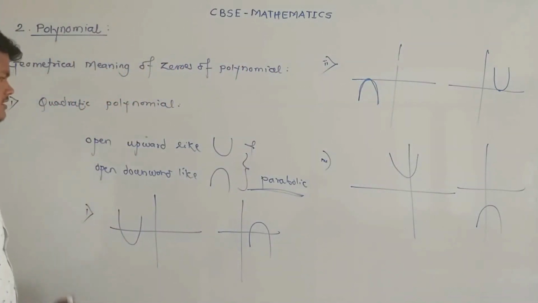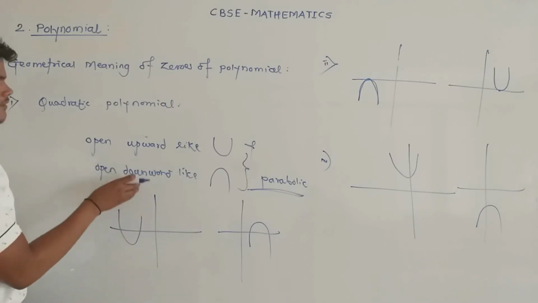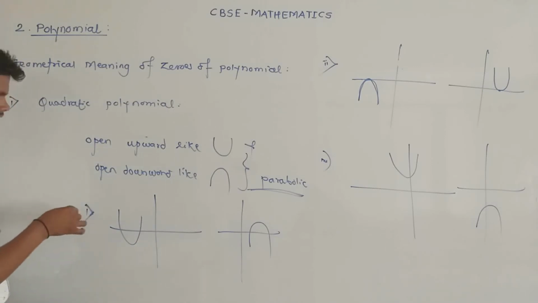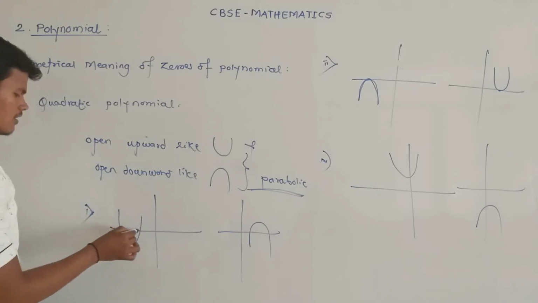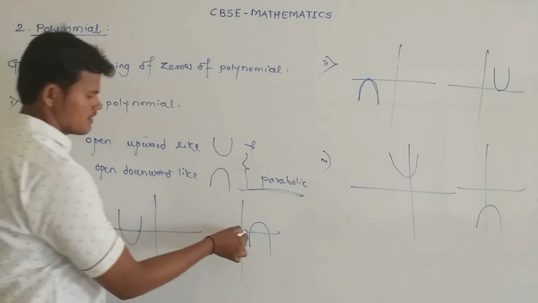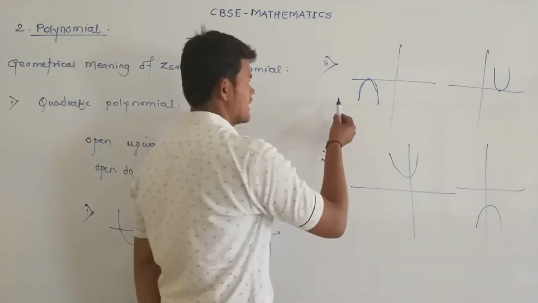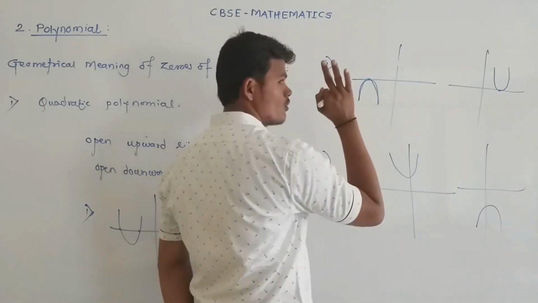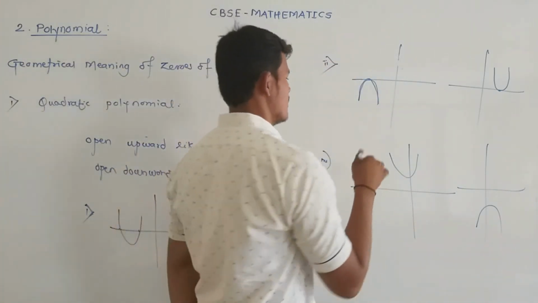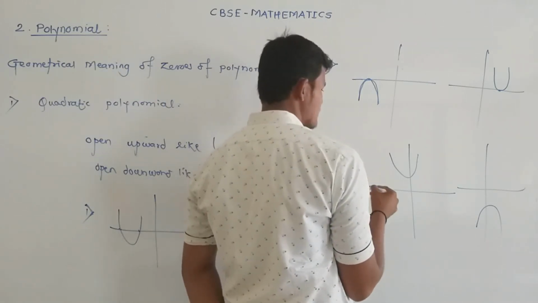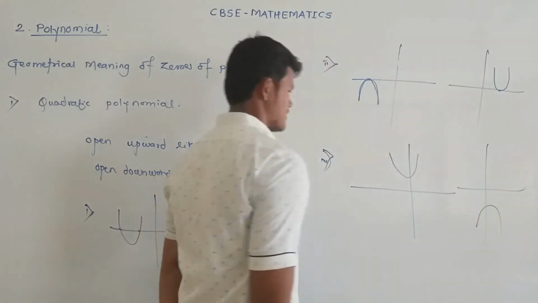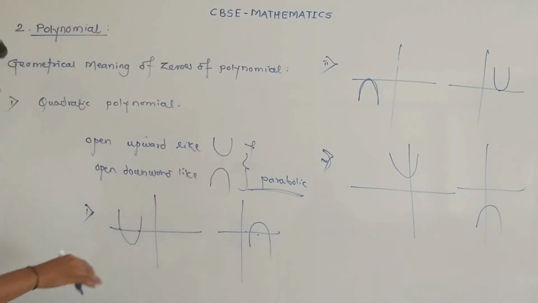So these are the three cases for the quadratic polynomial, where the graph of quadratic polynomials is in the shape of a parabola. In the first case, it intersects the x-axis at two points. In the second case, it intersects the x-axis at only one point, that is two coincident points. And in the third case, it is exactly above the x-axis or exactly below the x-axis. These are the three graphs for the quadratic polynomials.